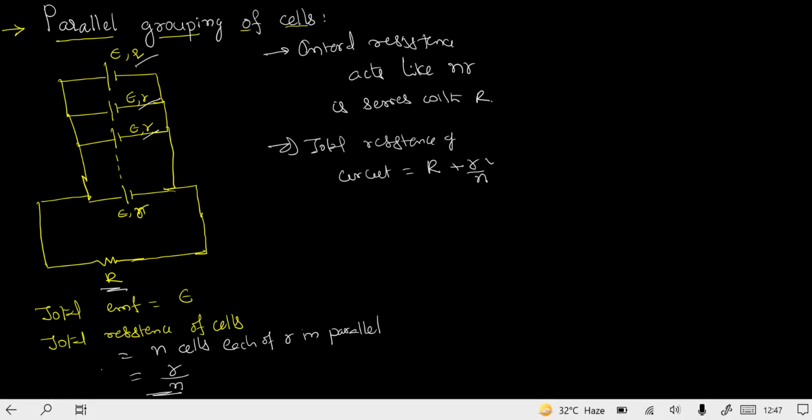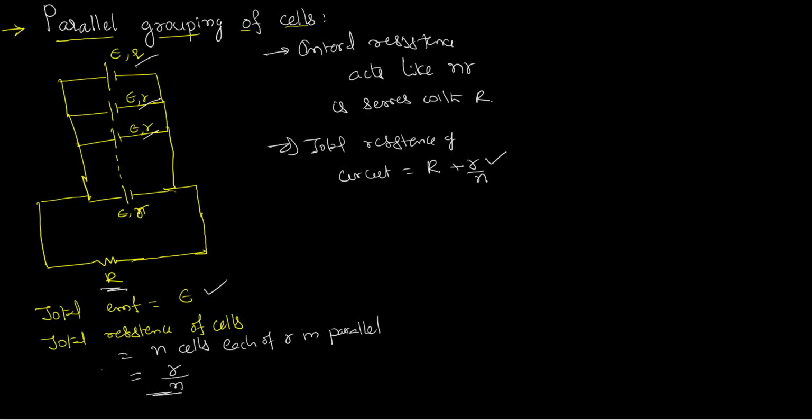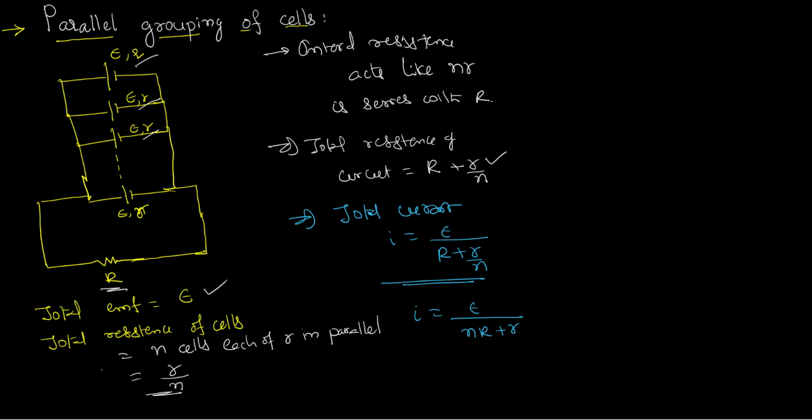Now I know the total resistance. I know the total EMF. Now I can calculate the total current in the circuit. That implies total current in the circuit I equals total EMF by total resistance as per Ohm's law. This is the value of the current. You can rearrange these terms as I equals E by (R plus r by n), or the value of I can be written as nE by (nR plus r). This is the total current in the circuit in the parallel grouping of the cells.